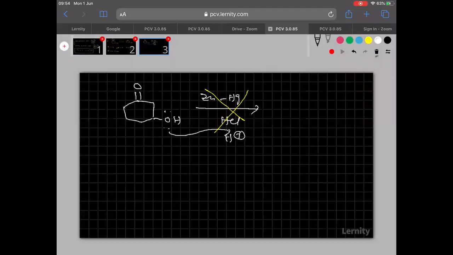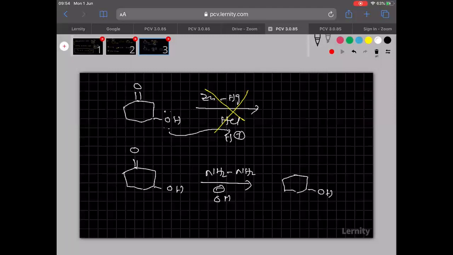But if I carry out the same reaction with Wolff-Kishner, what is the Wolff-Kishner reagent here? NH2NH2 in basic medium. So now what would be the answer here? The answer is this one. Here C double bonded O is converted to CH2. So this is the correct one.